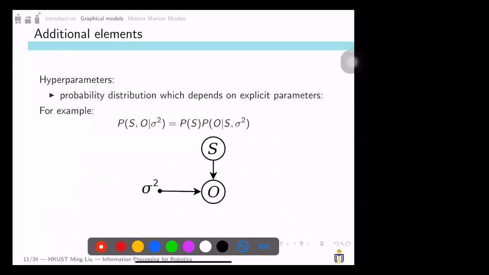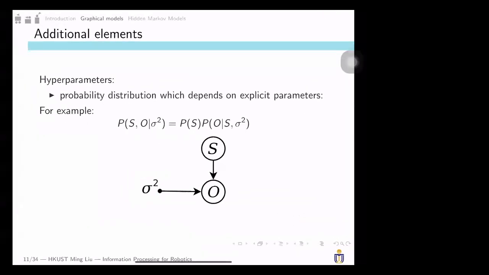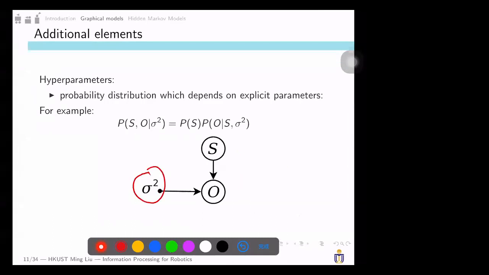And also you can use the dot to represent hyperparameters. If this one is a Gaussian distribution and this one is the variance. So S is a state. We have observation O. O has some variable which is the uncertainty of the variance. So you can draw this variance here and denote that with a dot.